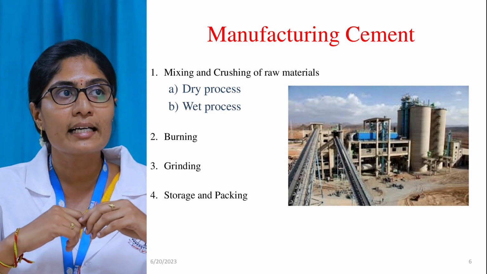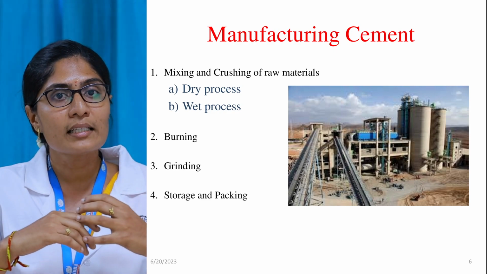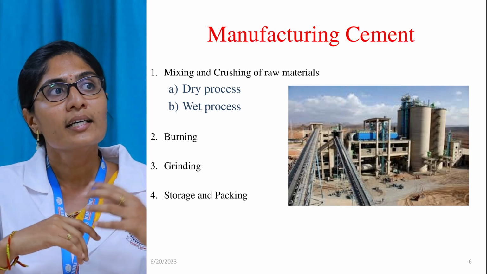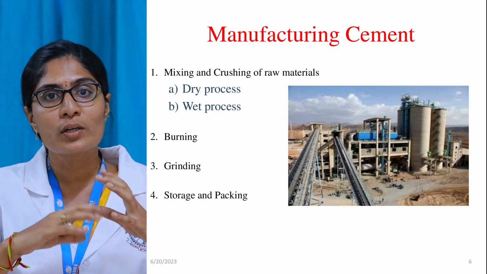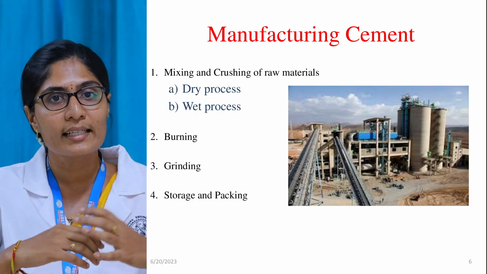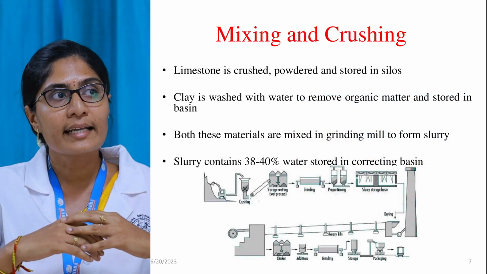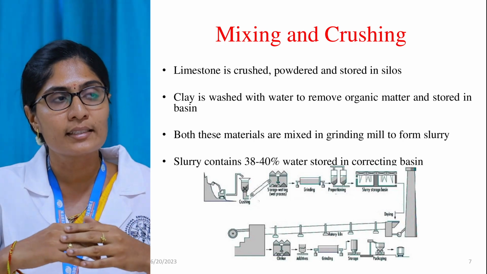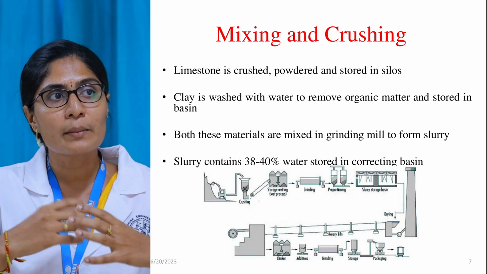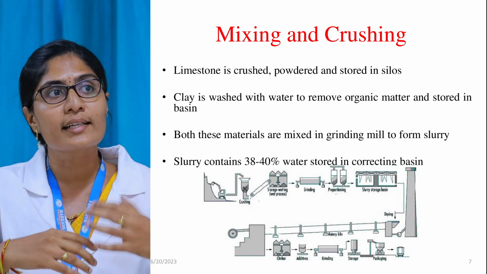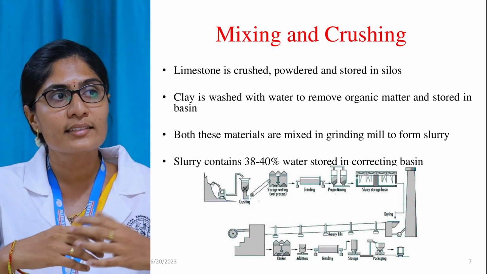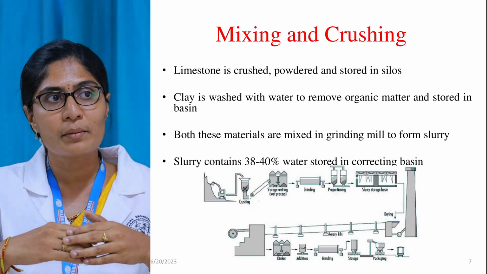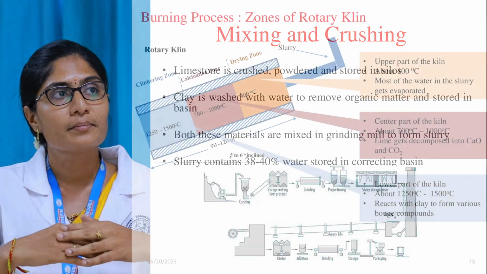So first process is mixing and crushing of the raw materials. As we know, cement is predominantly manufactured from two main ingredients, that is limestone and clay. Here the limestone is crushed, powdered and stored in silos. Silos are containers where the raw ingredients are stored. Second ingredient is clay. It is washed with water in order to remove all the impurities, and then it is stored in a basin. In the next stage, all the ingredients are mixed in a grinding mill. It will form a slurry. In the grinding mill, water is added, and the slurry constitutes 38 to 40% of water. The mixed slurry is then fed into a correcting basin where the proportion of the ingredients is adjusted.